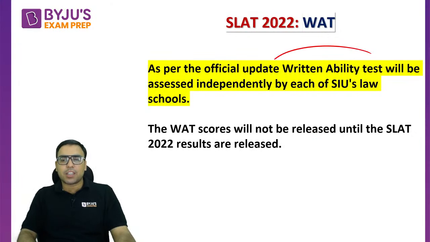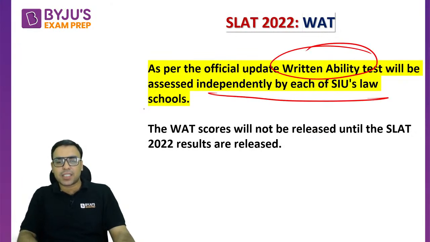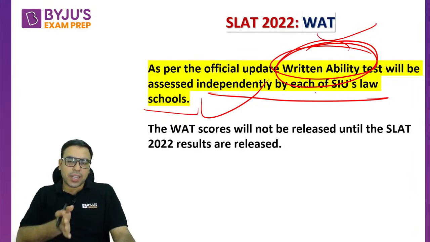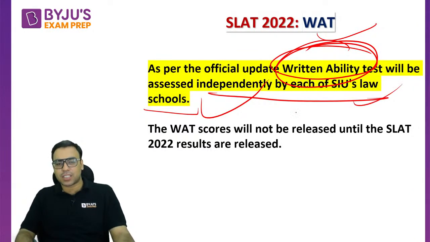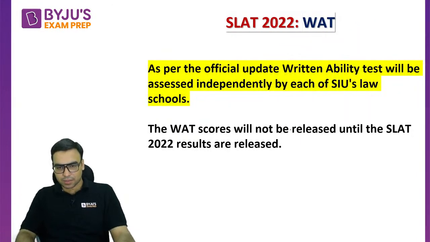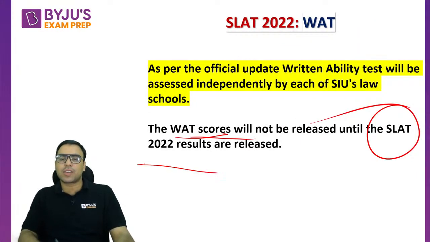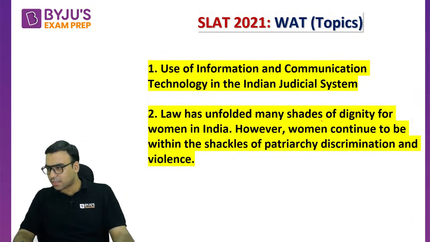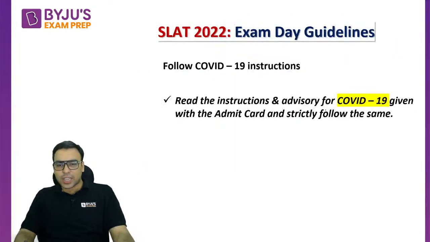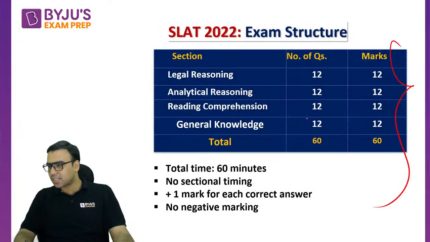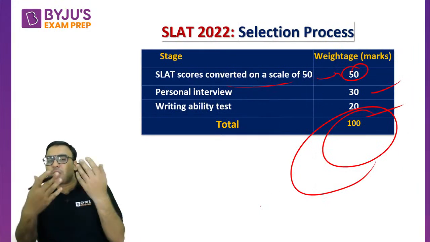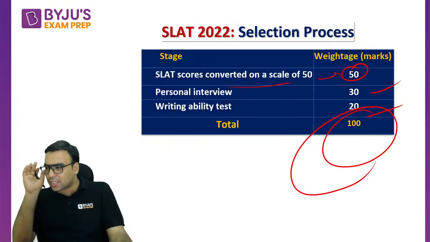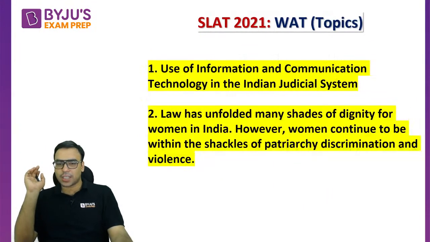Okay. Official update: the written ability test will be assessed independently by each SLU. So the written ability test will be done by the separate Symbiosis Law Universities. Scores you will be given once you get the final result. I hope you are all aware of these topics. Yes, first you attempt this examination. Yes, Shavari. Then whenever a new announcement comes about the time of the personal interview, written ability test and all, we will be coming up with such content.